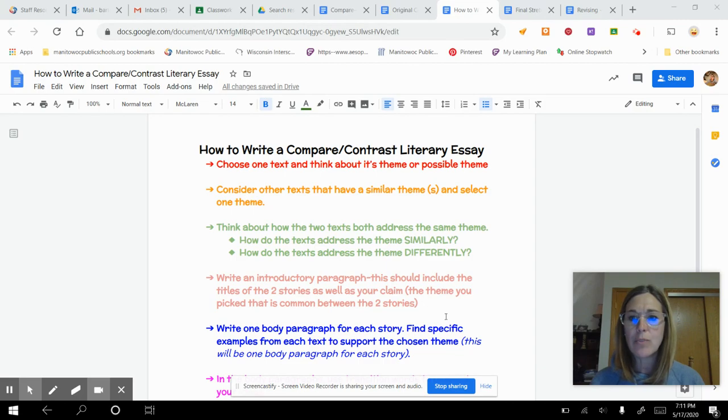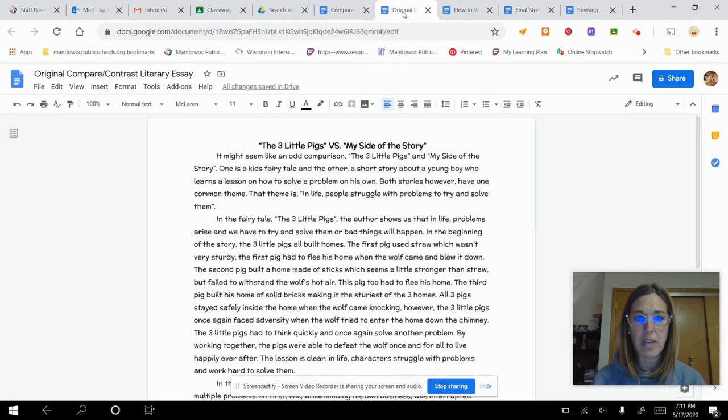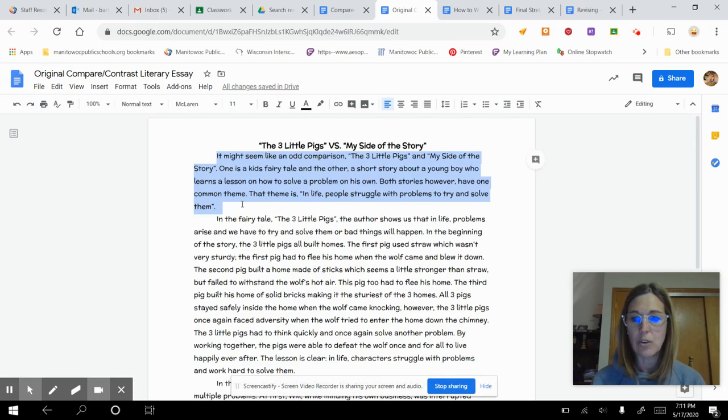Anyway, we're in the home stretch of our last essay. Today, your rough draft is due, so all 4 paragraphs. This is what it might look like. You have your intro, where you tell me what the theme is that you chose that both Raymond's Run and Stray share. Here's my example with the 3 little pigs in my side of the story.